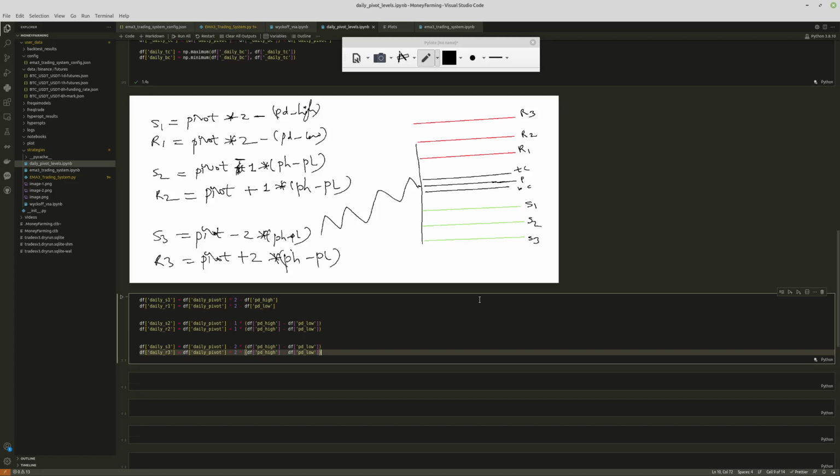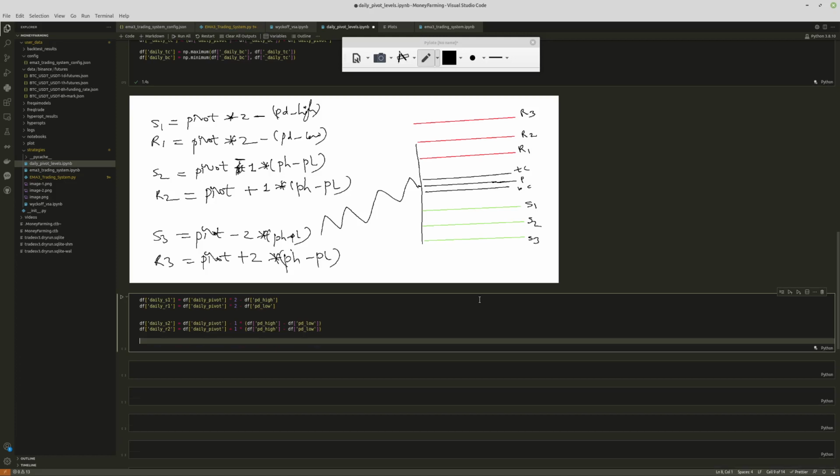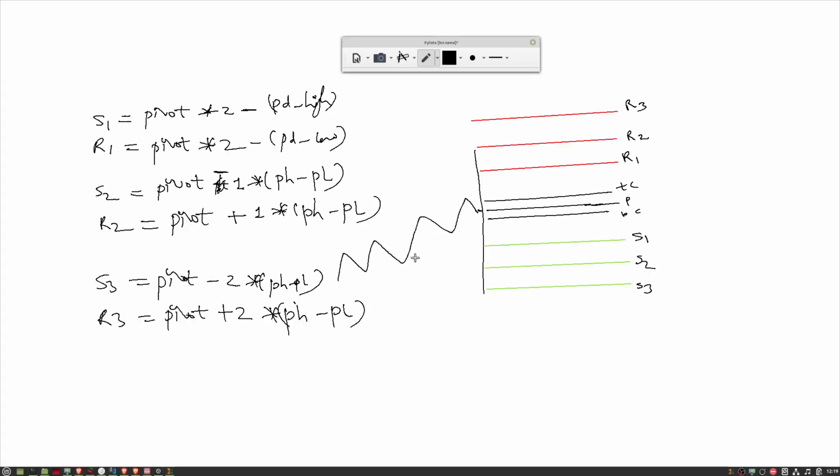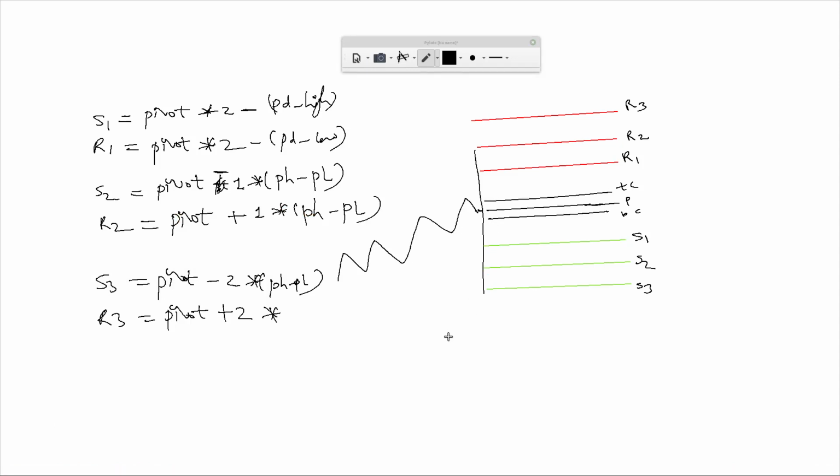No, actually the formula is different for this. Sorry, I gotta go back and change it. Sorry about that. So let's go ahead and change the formula. Actually, the formula for this is different.